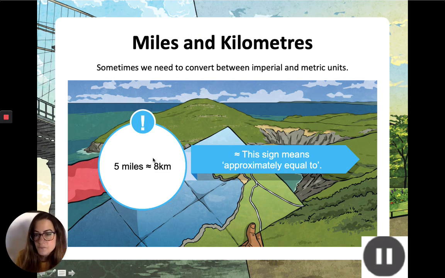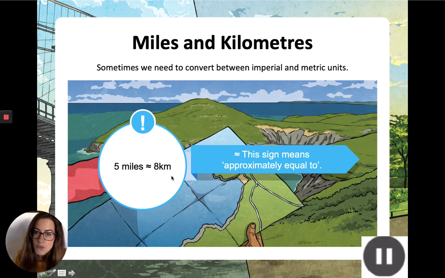Now, this here tells me that 5 miles is approximately 8 kilometres. Now, that sign is a bit weird. It looks like a bit of a wobbly equal sign, and that sign means approximately equal to. You should have heard the word approximately before, but if you haven't, it means roughly, about. So it's not an exact equal, it's approximately equal. So 5 miles is approximately 8 kilometres.